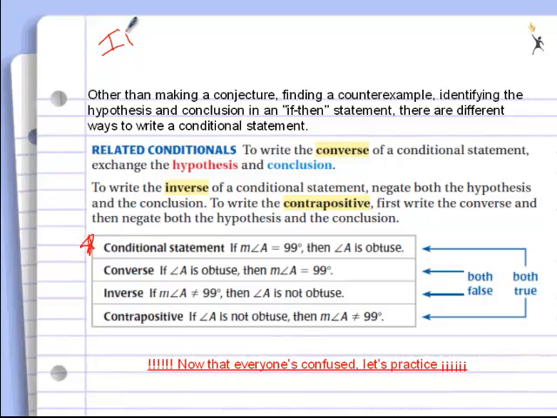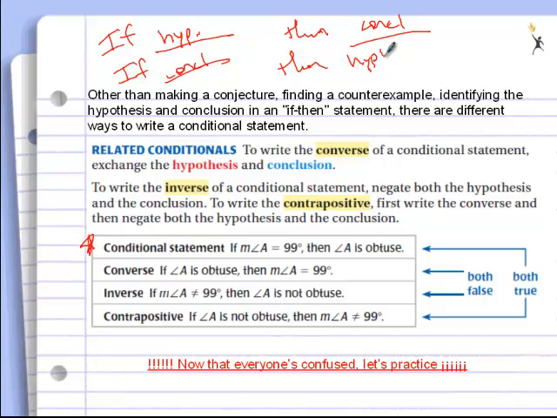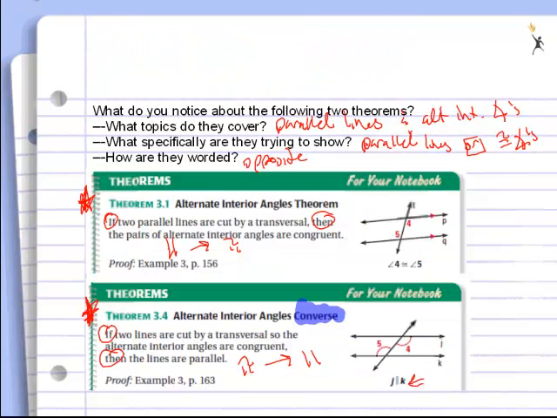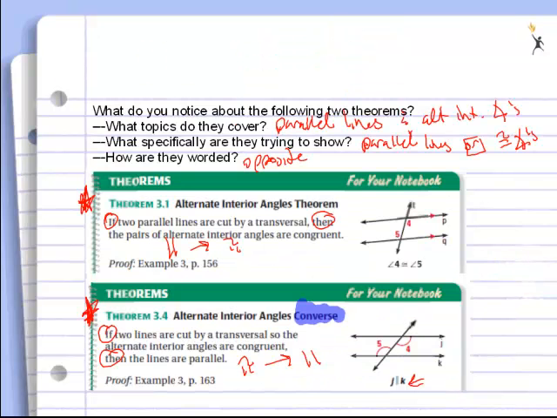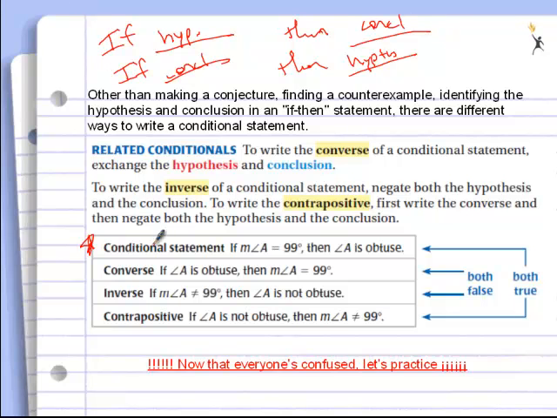Earlier, you were told to write if hypothesis, then conclusion. The converse of a conditional statement is saying if the conclusion, then the hypothesis. You even saw an example of that right here. Two angles are supplementary if they are a linear pair, where the hypothesis actually came second. We're going to learn about conditional statements and converse statements, okay, which is just a conditional statement flipped around.